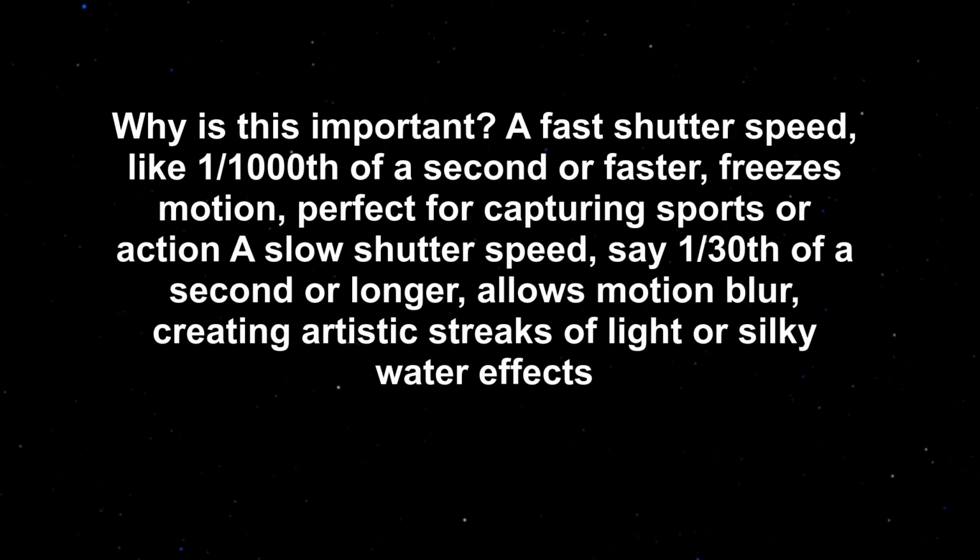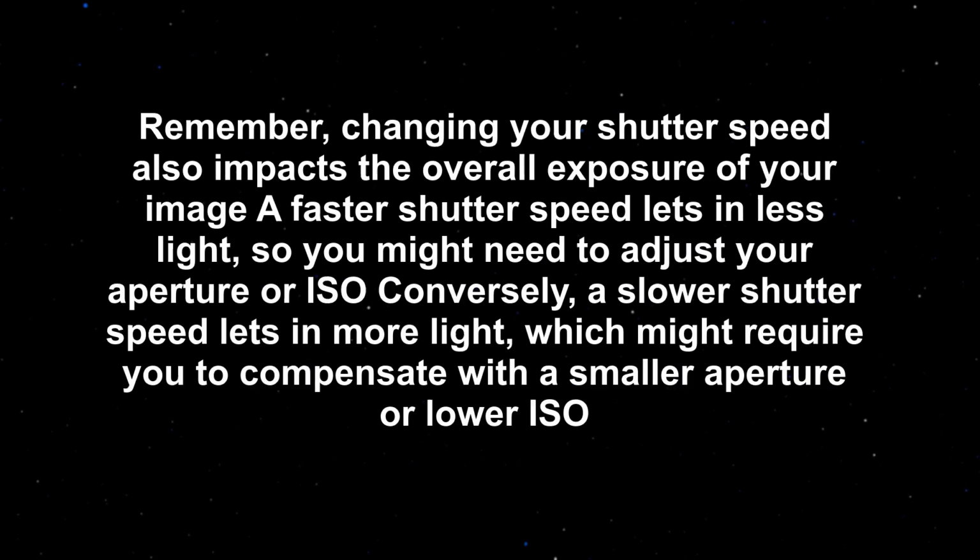A fast shutter speed, like 1/1000th of a second or faster, freezes motion, perfect for capturing sports or action. A slow shutter speed, say 1/30th of a second or longer, allows motion blur, creating artistic streaks of light or silky water effects. Remember, changing your shutter speed also impacts the overall exposure of your image.